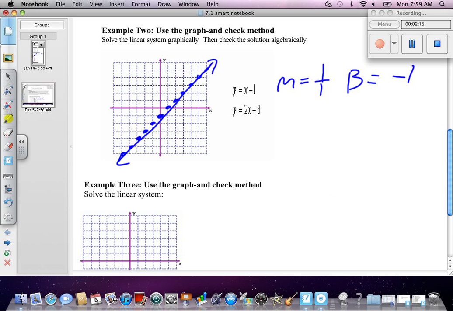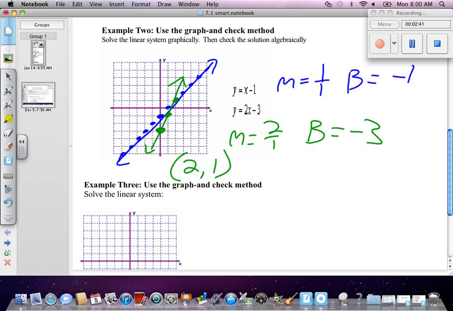So for the second one, what is my slope? 2 over 1 or 2, either way. And my b or my y-intercept is -3. So I go to my line and I put my first dot at -3. And then I go up 2 over 1, up 2 over 1. And I can see it's going to cross right here at 2, 1. 2, 1 is where it crosses.